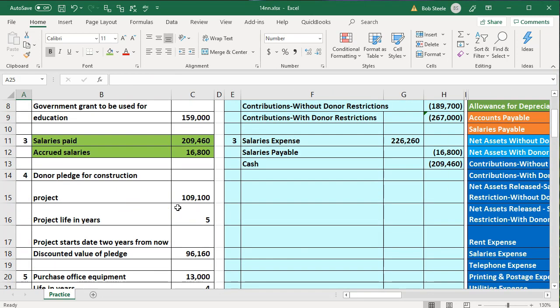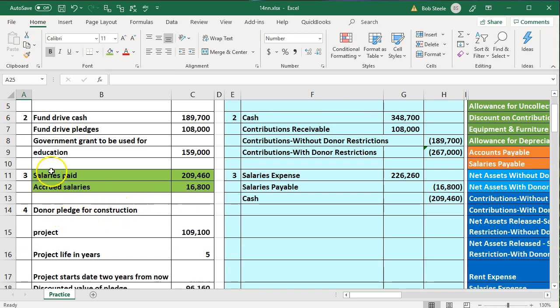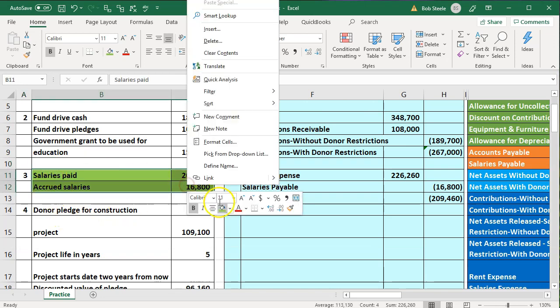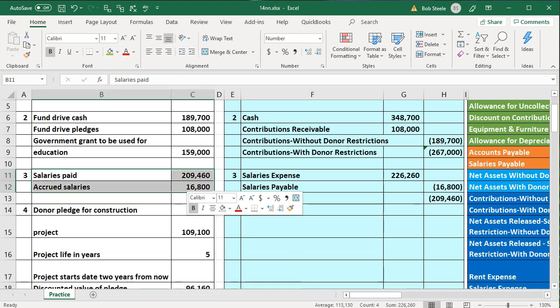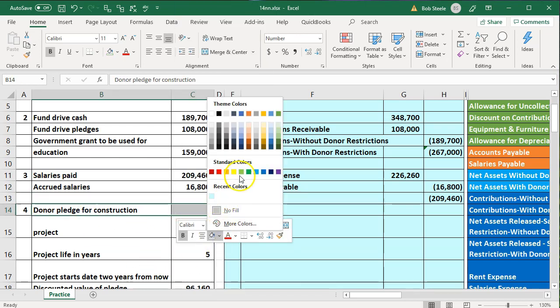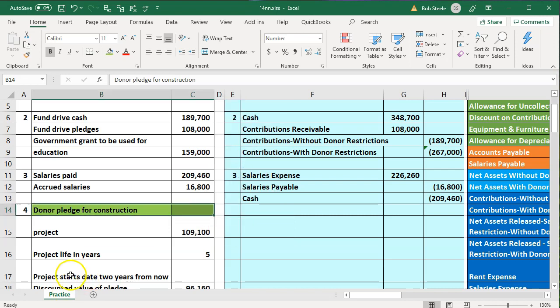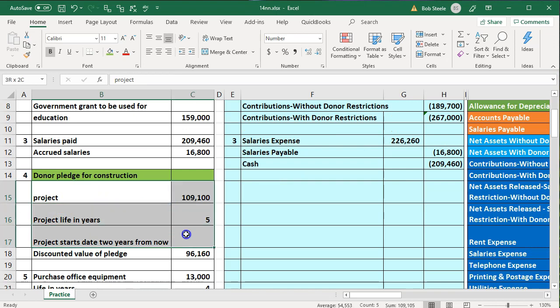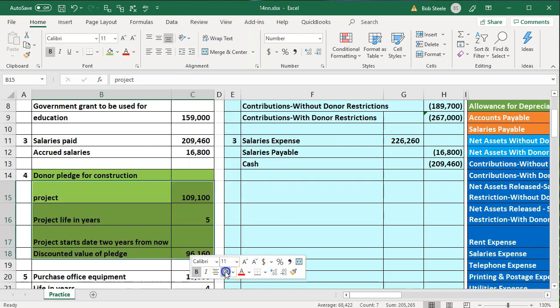I'm going to the left. We're going back into our problem. I'm going to ungreen number 3 because number 3 has been completed. So we'll make that ungreened, and then we're going to green number 4. We'll make that one green, and here we go. Donor pledge for construction. So let's make more of it green here. Let's make this whole thing green because that's included in number 4.